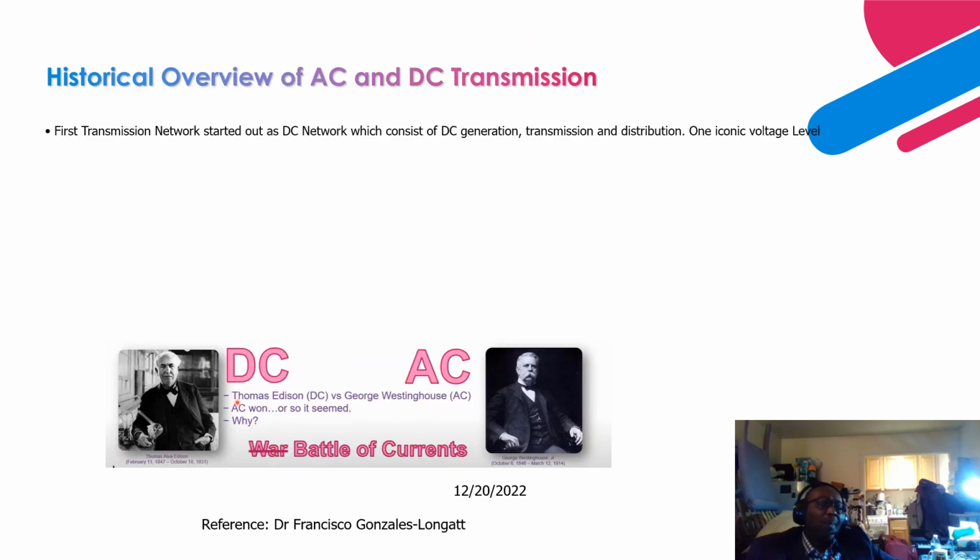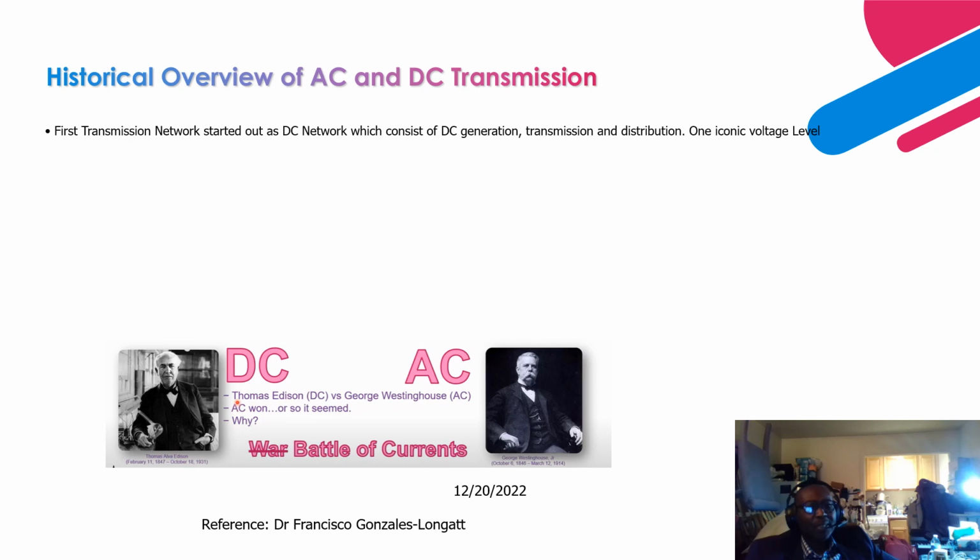Next, we'll talk about the historical overview of AC/DC. This basically is the war between Thomas Edison and George Westinghouse. George Westinghouse was vouching for AC, and Thomas Edison was vouching for DC transmission. At that time we'll see who won, and now who is winning.